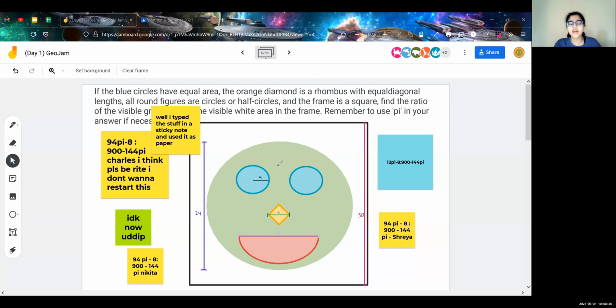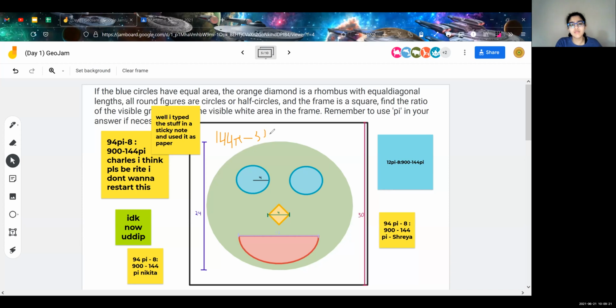Okay. So first, you have to find the visible green area. First we find the area of the green circle. Since the radius is 12, the area of the green circle with nothing on it would be 144 pi, right? We get the radius by doing 24 divided by 2, and then we square that value and multiply it by pi to find the area. Now we have to subtract the area of the two blue circles. The radius of both is 4, so we do 4 squared times 2, and we get 32 pi.